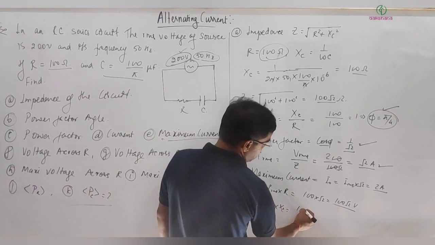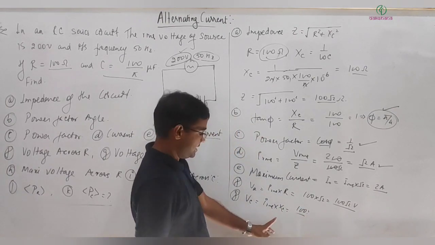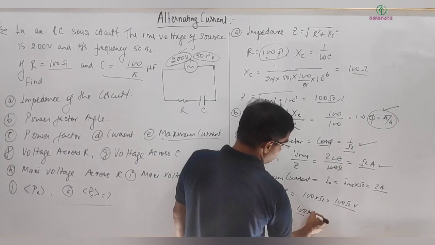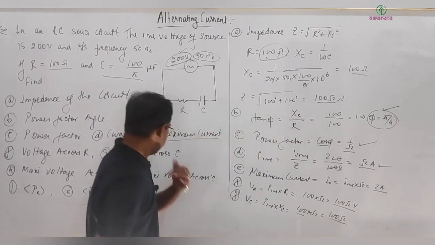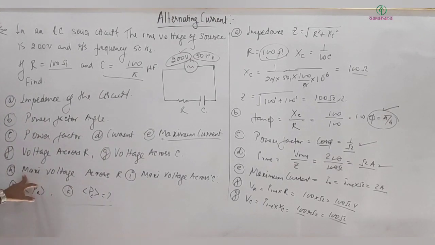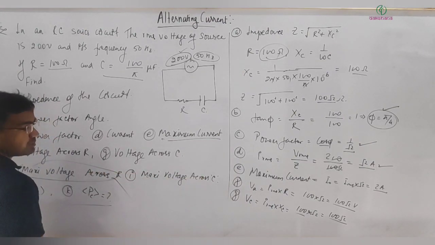This is also exactly 100 multiplied by XC, and I RMS is root 2, so this is also 100 root 2. Clear? And next it's saying maximum voltage across R. So maximum voltage across R will be what? It means its peak voltage. So its voltage is how much? 100 root 2. Then peak voltage will be what?